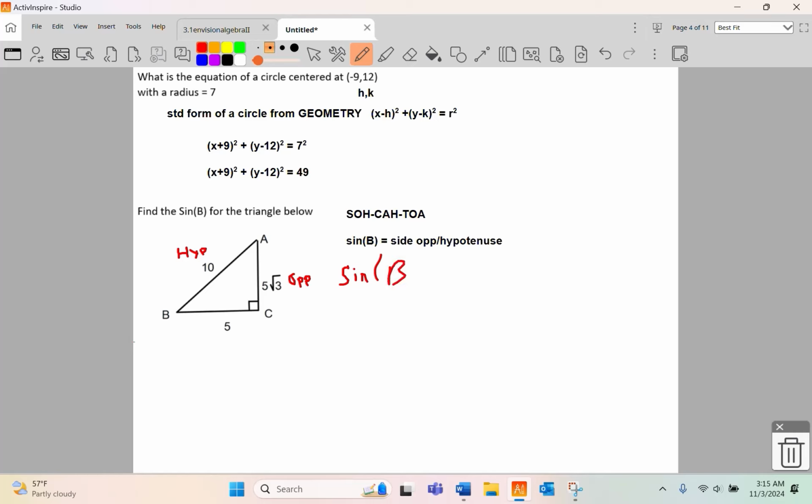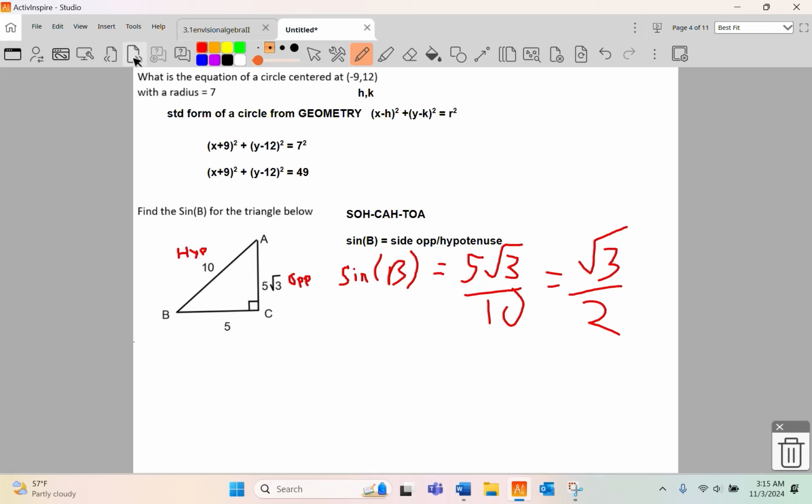I'm trying to use my fat finger here, so forgive me. Sine of angle B would be 5 root 3 over the hypotenuse of 10. And you know that 5 over 10 reduces to a half. At least you better. So root 3 over 2.